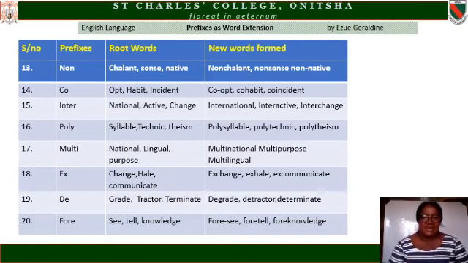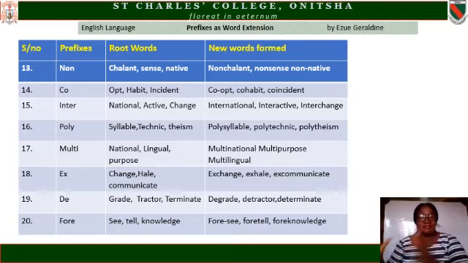The same thing is also applicable to technique. If we add poly to technique, we have polytechnic, many techniques, more than two or three. Then we have polytheism. Theism is the belief in the service, in the worship of God. And if you are a polytheist, it means you believe in the worship of many gods. So if we add poly to theism, it gives us an entirely new word.